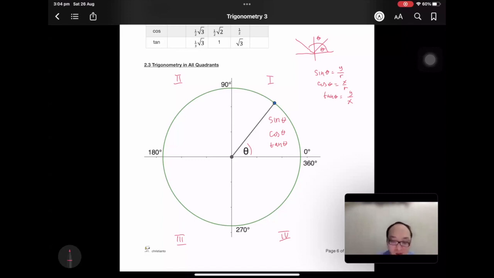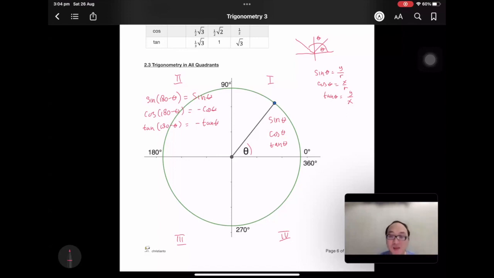So taken from before, in the second quadrant, when theta is obtuse, we have sine (180 minus theta) equals sine theta. And we have cos (180 minus theta) equals minus cos theta. And tangent (180 minus theta) equals negative tangent theta.